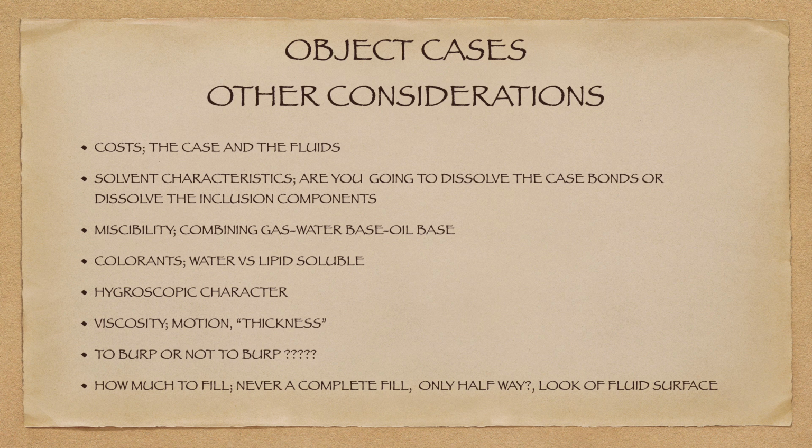Other random considerations are first costs. The different materials used to make the case vary significantly in their price. Acrylic extruded tubing is perhaps the cheapest, whereas the cast material is next in line, and then borosilicate glass materials are up there in the more expensive range as well.